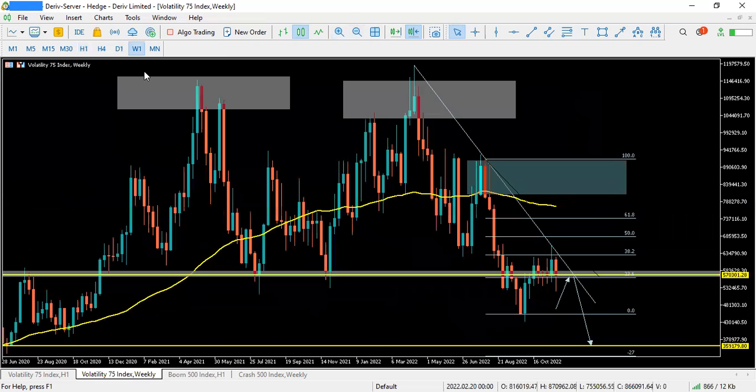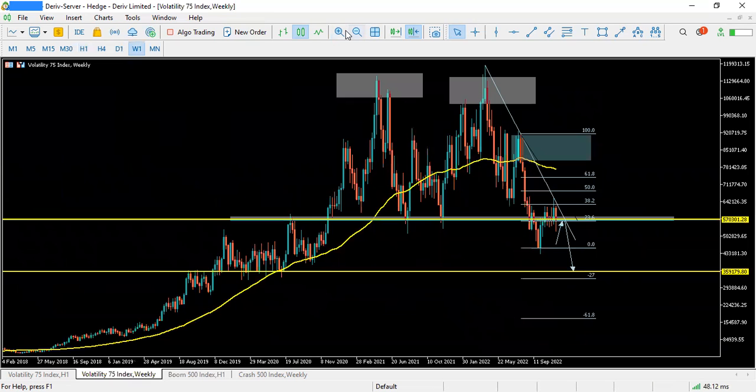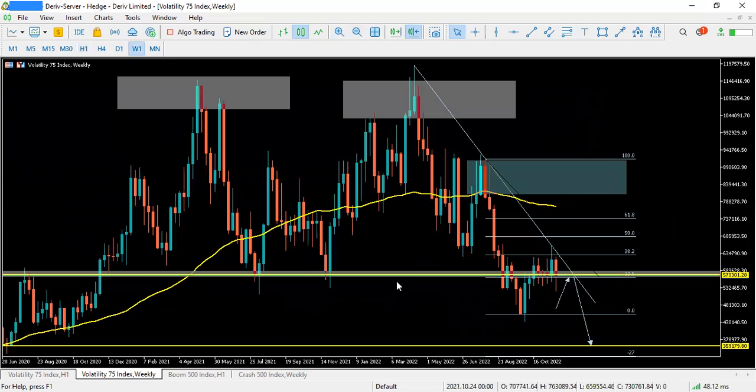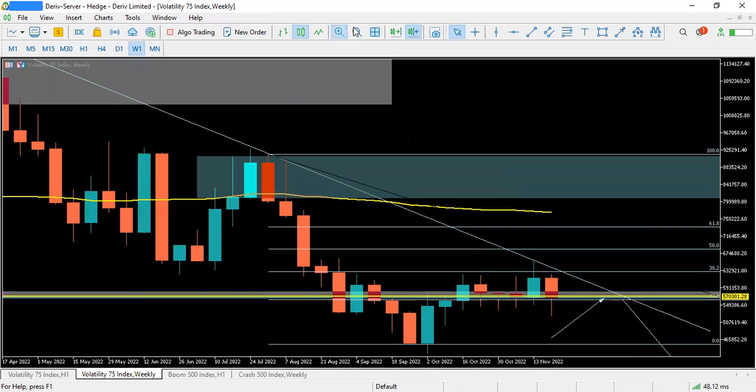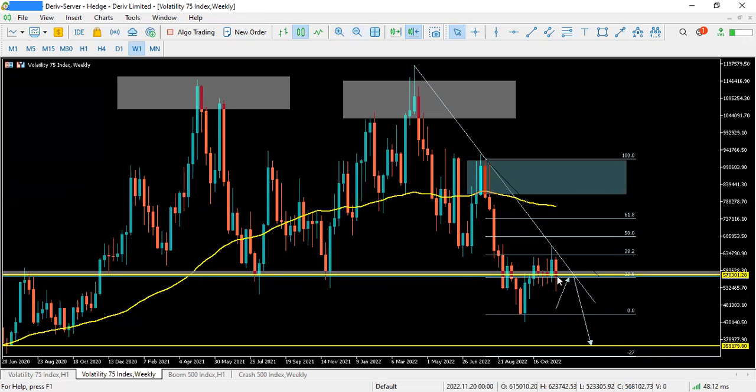So VIX 75, looking from the weekly, you realize that we have a double top, a major double top neckline, which is this major support here. It broke above, broke below, broke above. Right now it's above this zone. So as long as it's still above this zone, sales are still not that efficient, sales are still not that strong.